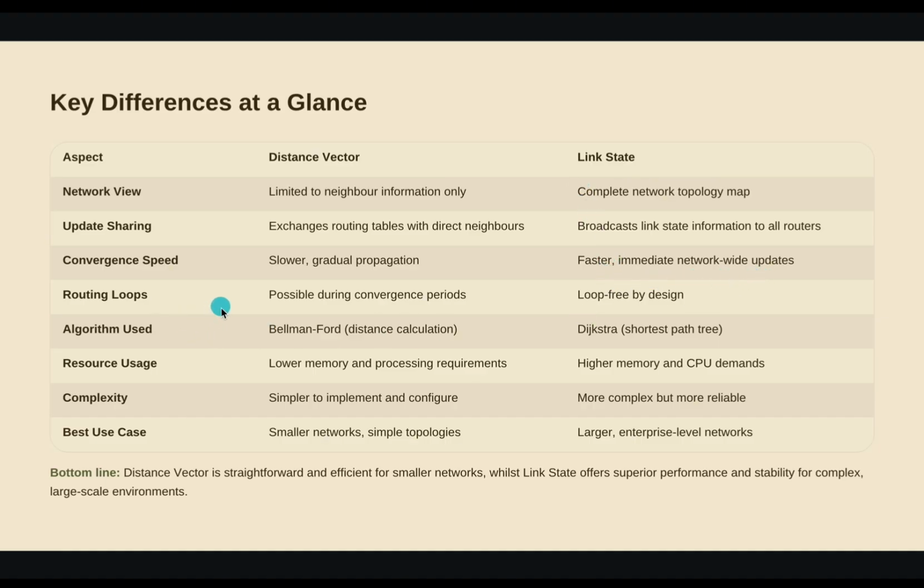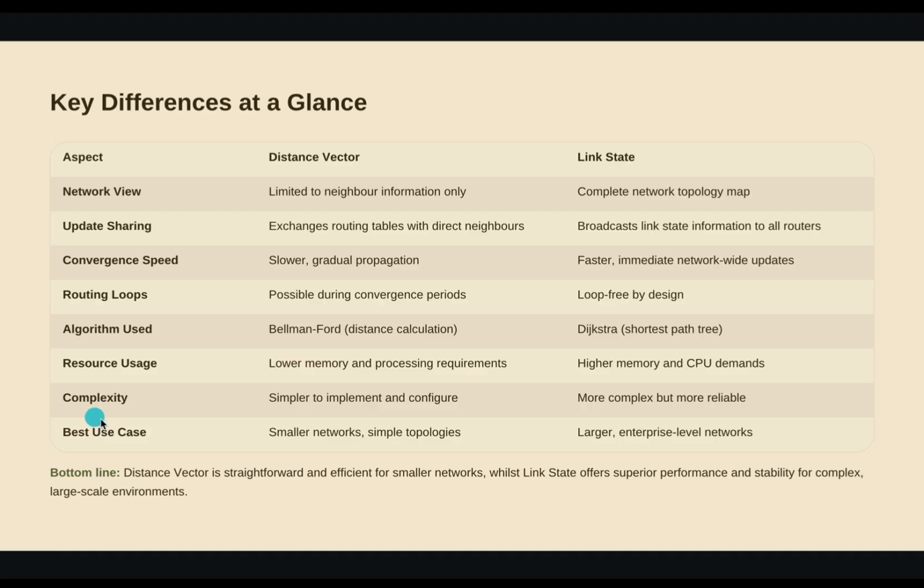Convergence speed. In distance vector, slower gradual propagation, but in link state, faster immediate network wide updates. Routing loops. In distance vector, possible during the convergence period, but in link state, loop free by design. And algorithms used. Bellman Ford, but in link state it is Dijkstra. Resource use. Lower memory and processing requirements, but in link state it is higher memory and CPU demands.